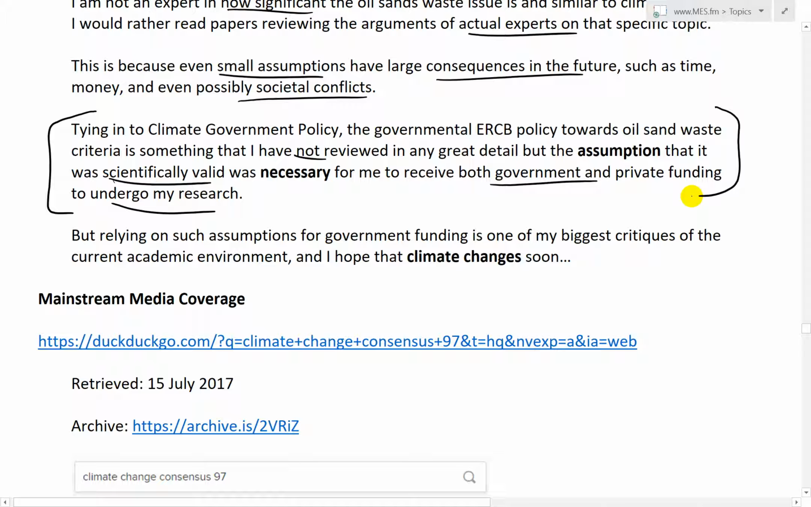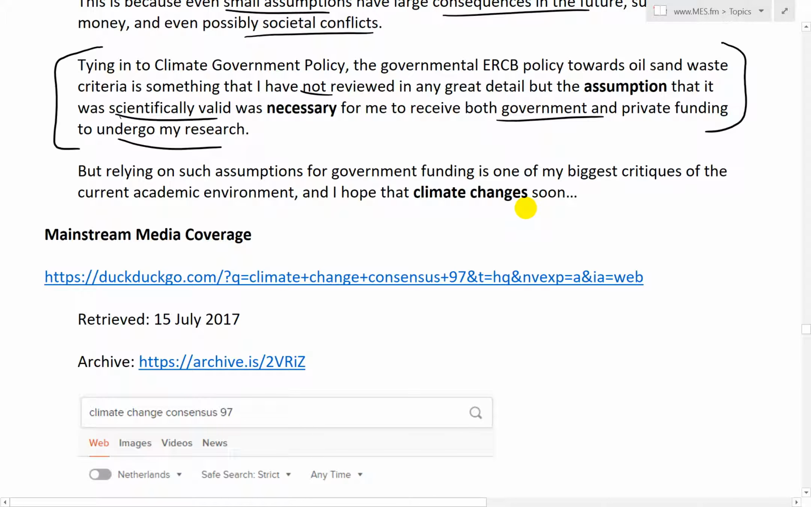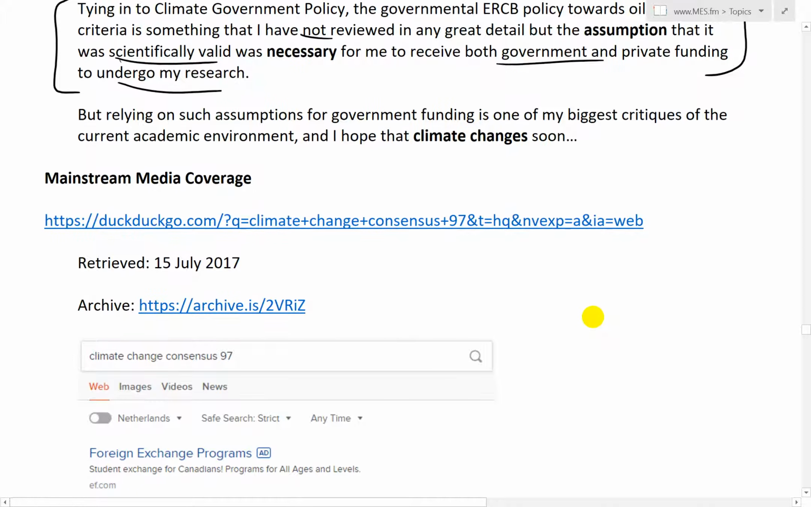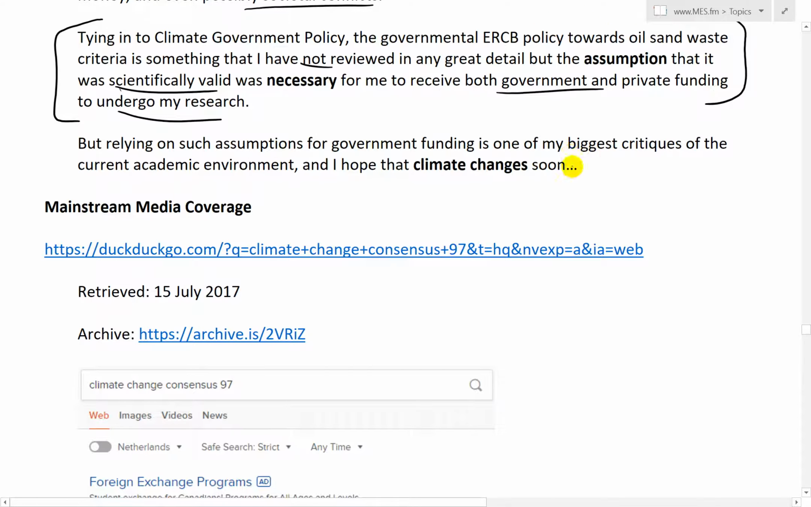So just some assumption. I'm assuming that scientists at the top are not doing something nefarious, which is pretty much what this whole climate change thing is. It's people assuming that no one's doing anything nefarious. That's all. Relying on assumptions for government funding is one of the biggest critiques I have of the current academic environment, and I hope that climate changes soon.